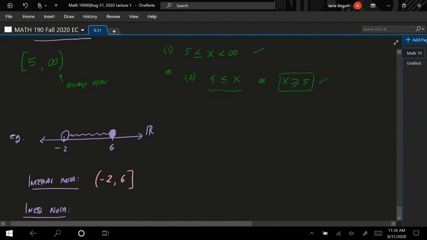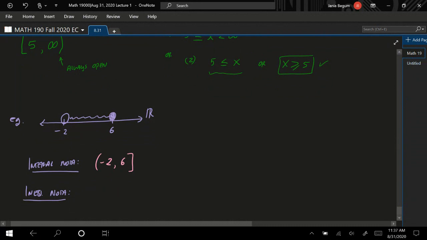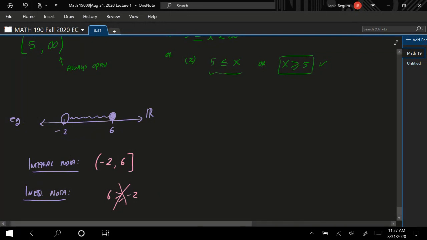Absolutely. So you're in between those two values. The lowest is -2, open, and the highest is 6, including 6. Now someone tell me the inequality notation. 6 is greater than or equal to -2. No, we need x in there, right? Does x represent any value within the set? -2 is less than x, and x is less than or equal to 6. Right? Yeah. So that would be the inequality notation, and this would be the interval notation.